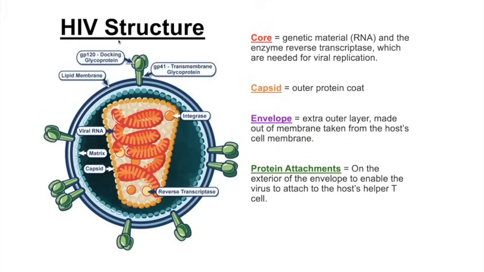Now, the structure of HIV is made up of 4 key components. We have the core, and that is the genetic material, which is RNA, and the enzyme reverse transcriptase. And this is needed for the viral replication when it's in the host. You also have a capsid, which is an outer protein, which you can see just here. You then have the envelope, which is an extra outer layer made out of the membrane taken from the host cell membrane. And then we have protein attachments on the exterior of the envelope to enable the virus to attach to the host's helper T cells.